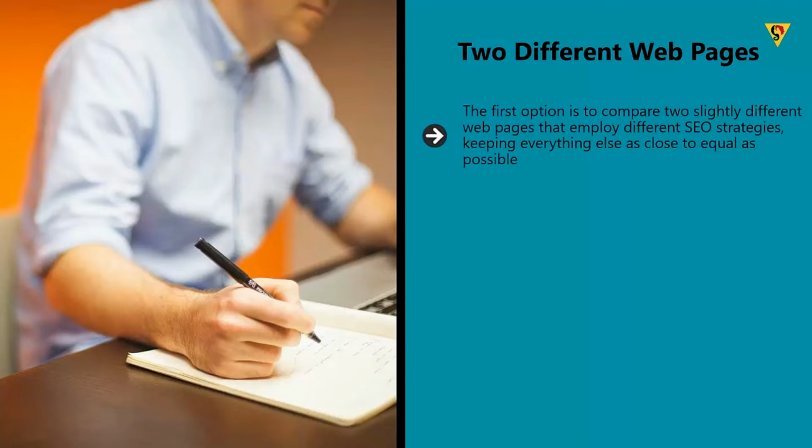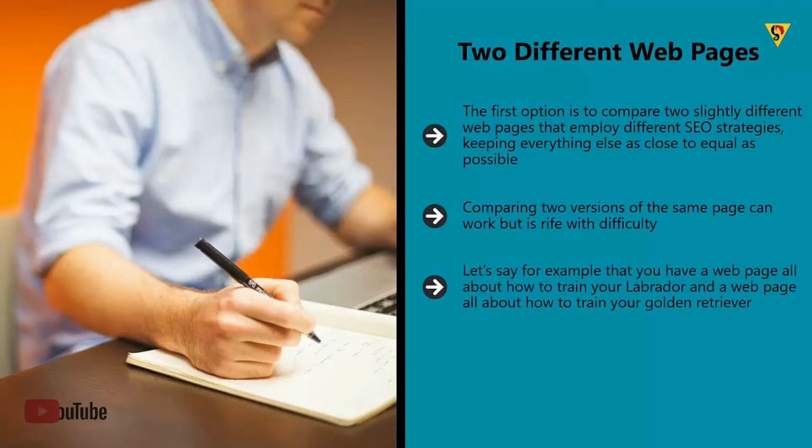The first option is to compare two slightly different web pages that employ different SEO strategies, keeping everything else as close to equal as possible. More accurately, you will compare two groups of different pages. Comparing two versions of the same page can work, but it's rife with difficulty. Let's say, for example, that you have a web page all about how to train your Labrador and a web page all about how to train your Golden Retriever.